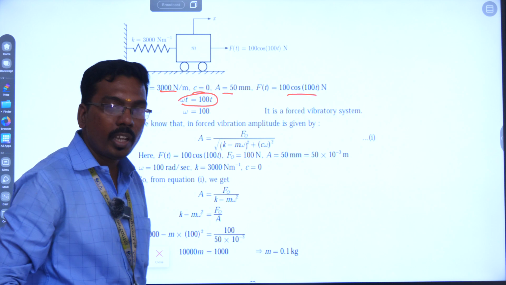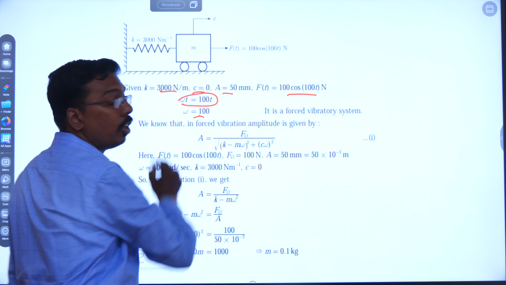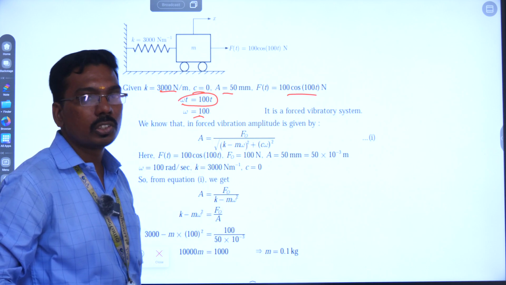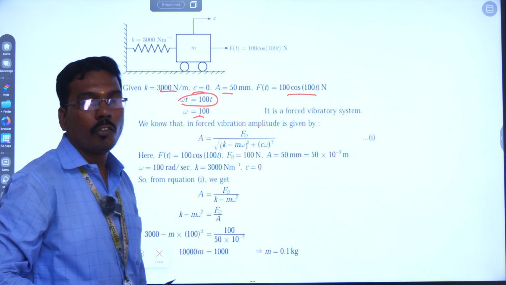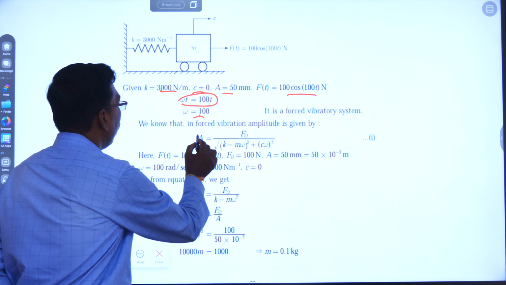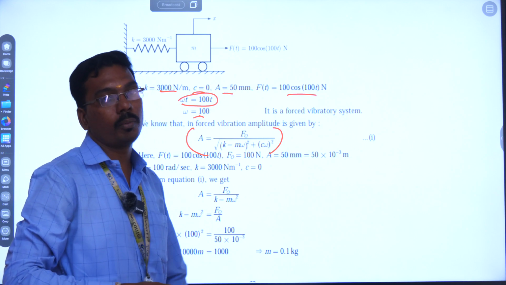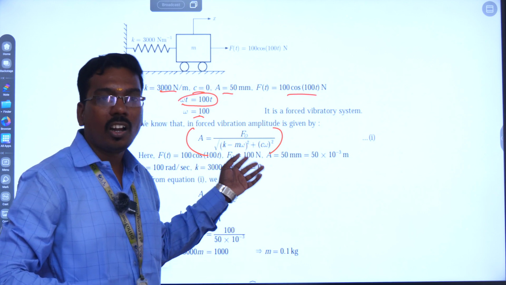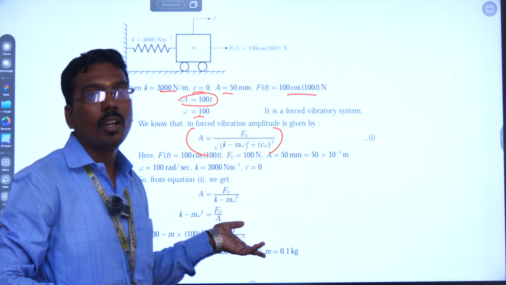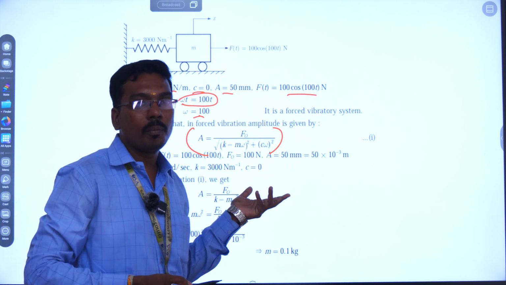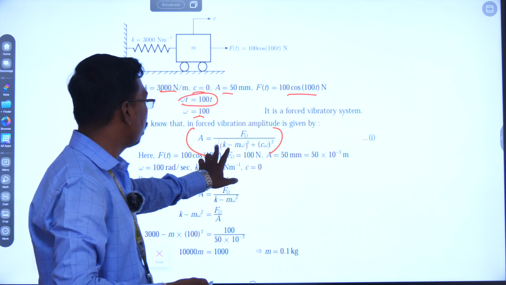So what is the value of omega? 100. It is a forced vibratory system, so this comes under forced vibration. This is the alternative formula because it is the easiest way to complete the problem, so that's why I select this. Other formulas are also there, but we have to take n number of r's, so I am taking a simple equation.